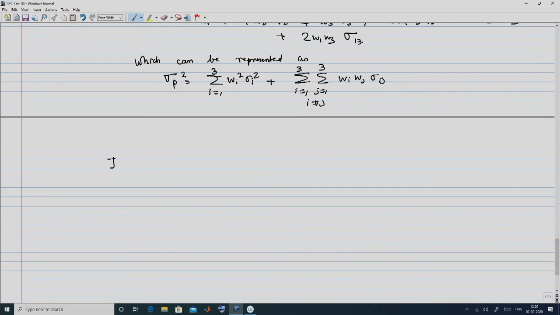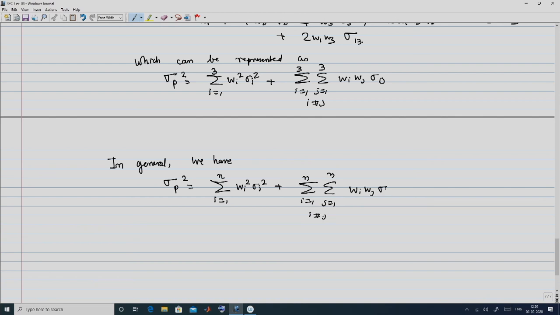So, in conclusion, in general, we have sigma p square is equal to summation w I square sigma I square, I equal to 1 to n, plus double summation I equal to 1 to n, j equal to 1 to n, I not equal to j, w I w j into sigma I j. So, this is nothing but I am just rewriting the formula for the variance of a linear combination of n random variables that we had seen earlier.